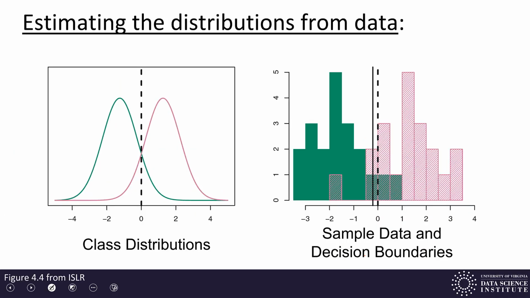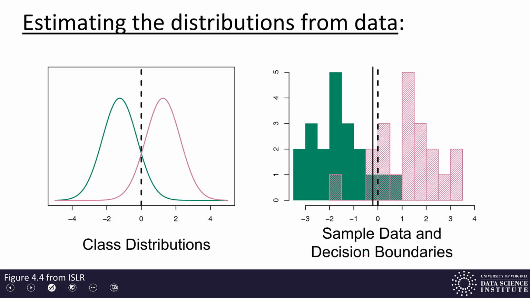So let's talk about how we estimate these distributions from the data. What we did before was assuming we know the distributions. And so what we do for the distributions is we're assuming they're Gaussian or multivariate Gaussian distributions, and so we have standard ways for estimating those. So on the left-hand side here, we have two classes, a green and a pink class.